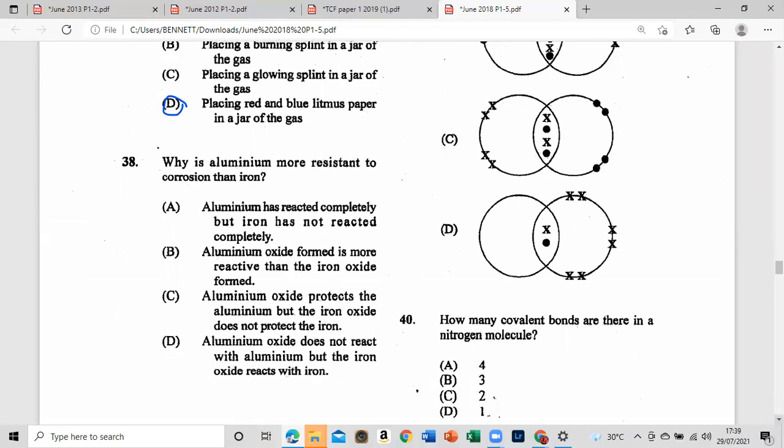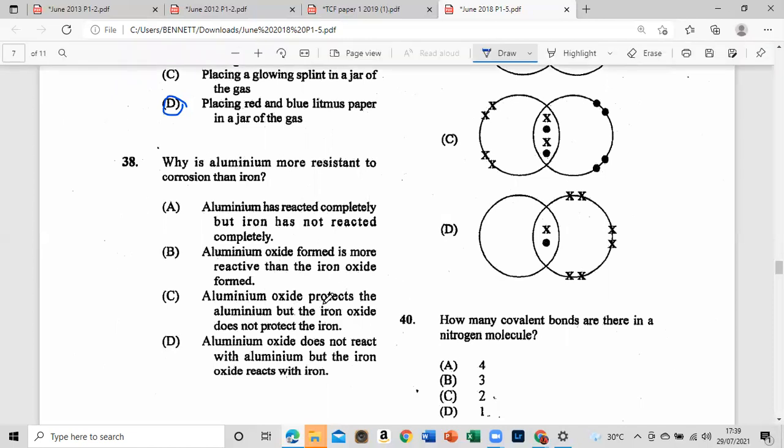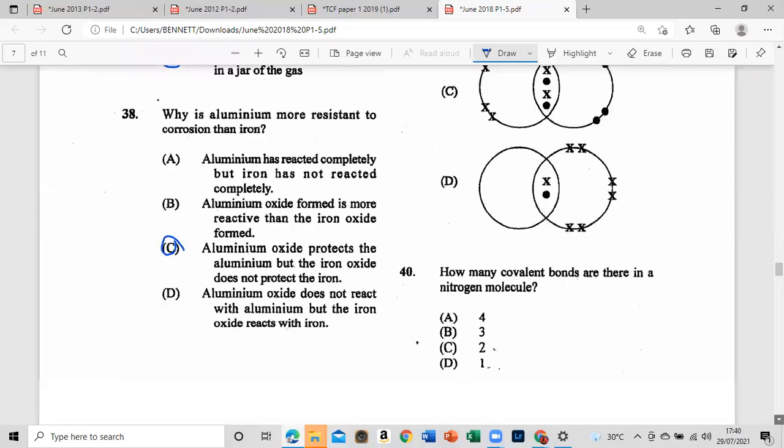38. Why is aluminum more resistant to corrosion than iron? Again, that is a repeat. 38 is a repeat. And it's that aluminum oxide protects the aluminum, but the iron oxide does not protect the iron. And it makes sense. When you don't protect, you're going to lose, alright?